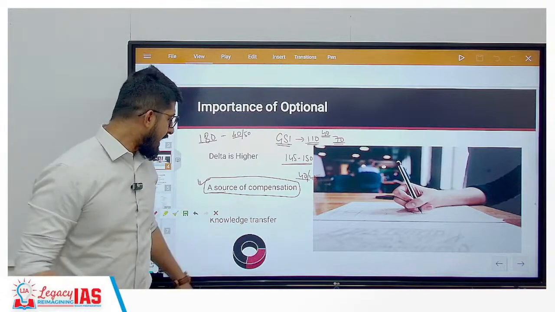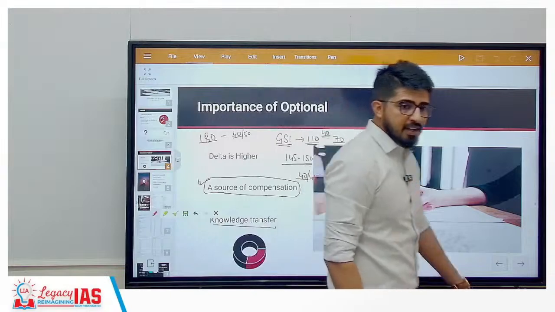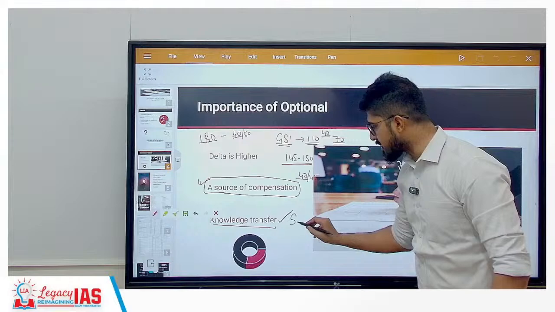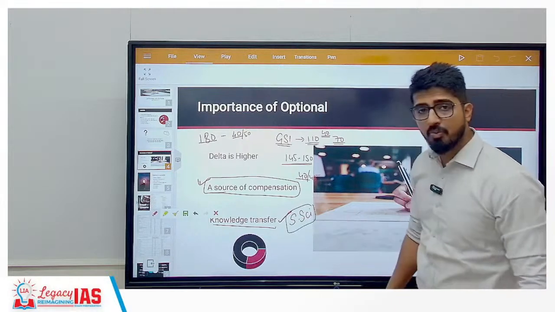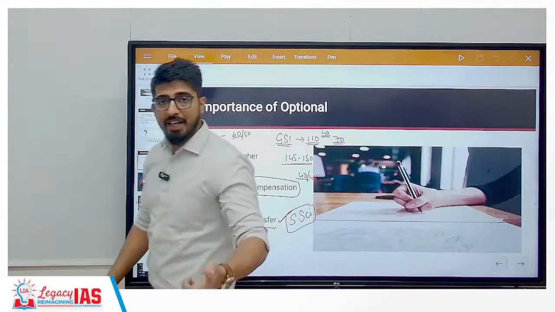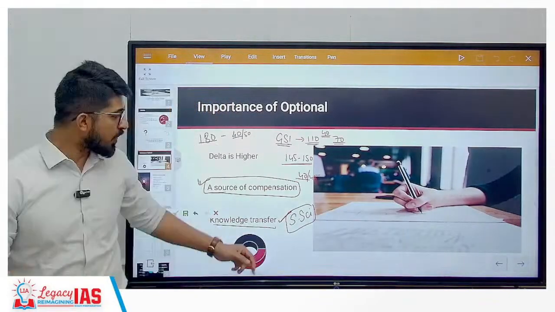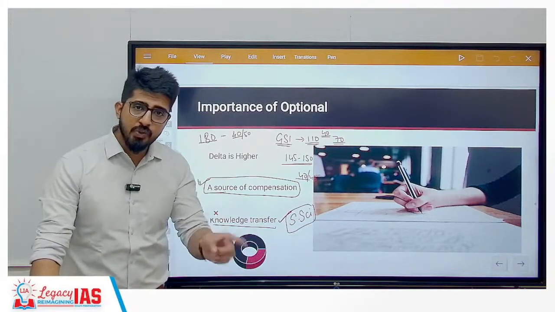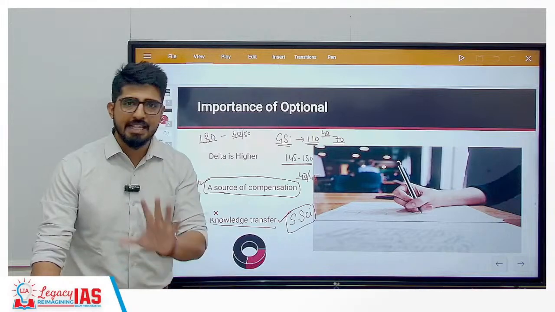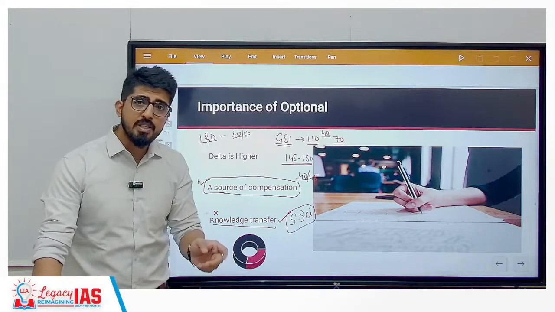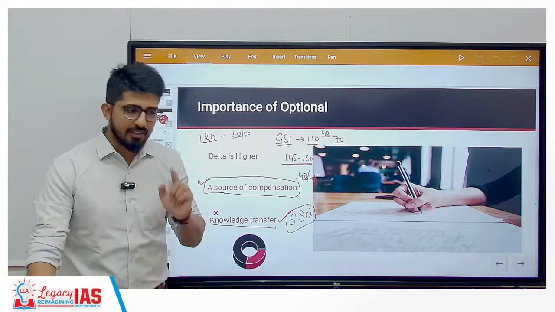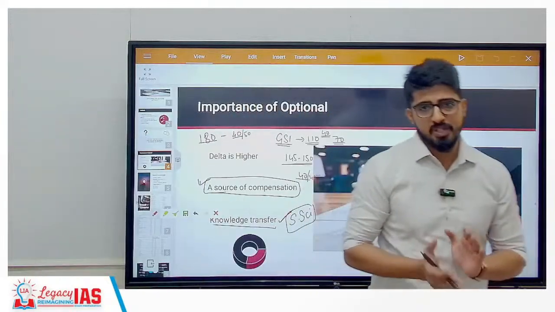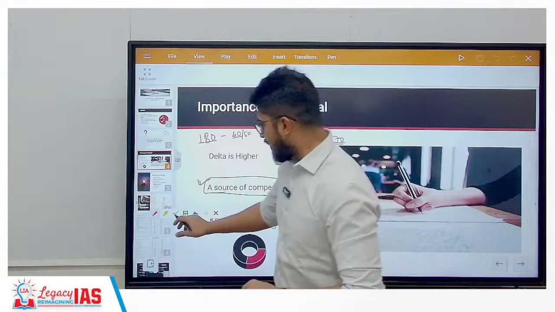And next, it is the knowledge transfer. This is true especially for the social sciences. If we speak about the social sciences or the humanities, if you choose humanities as an optional, there's a lot of knowledge transfer you can do. It doesn't matter which humanities you are choosing, knowledge transfer for sure will happen in your essay. That's for sure. However, there are some optionals which can be helpful in your general studies as well. But bear in mind, this cannot be the parameter for you to choose an optional. Clear? Next.